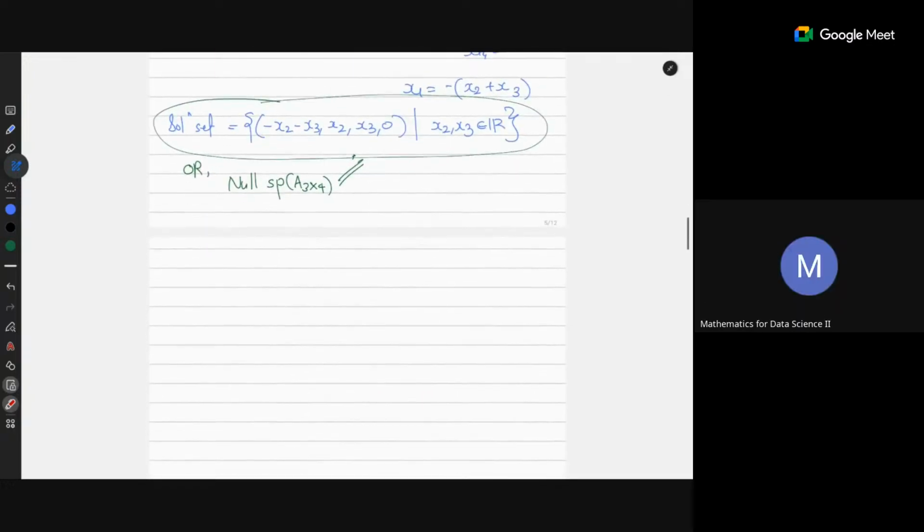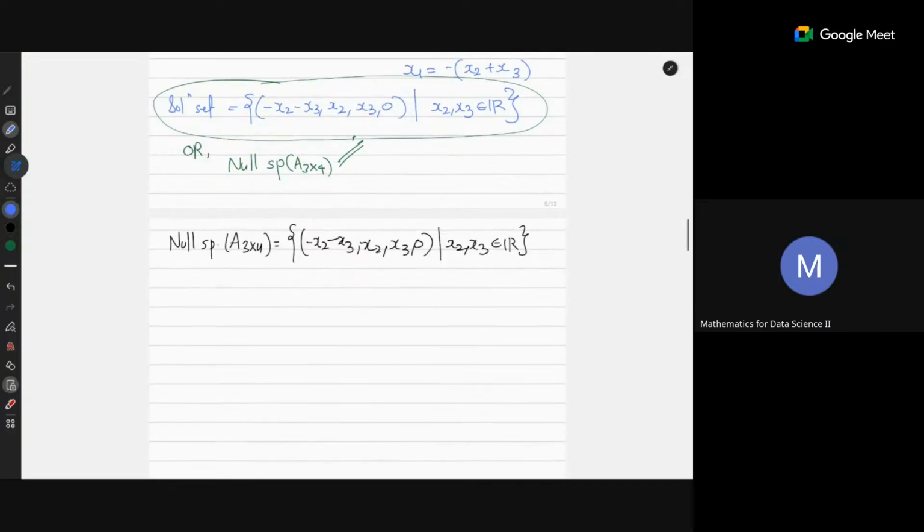So now I have this solution set, which is the null space. Let me write it down. I have figured out the null space of this 3x4 matrix, which is (-x2, -x3... as the vector with entries -x2 - x3, x2, x3, and 0), where x2 and x3 are real numbers. Now I want to know what their bases are.